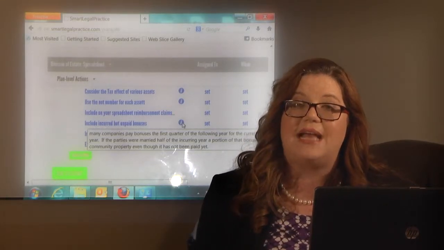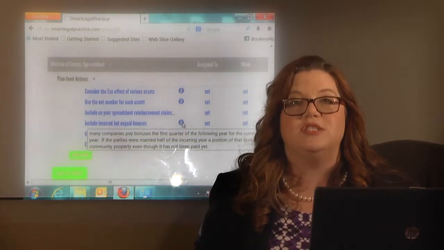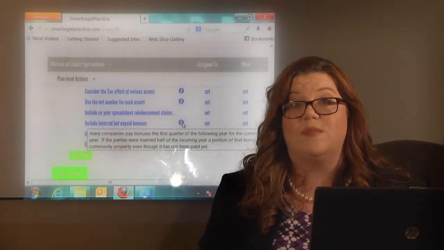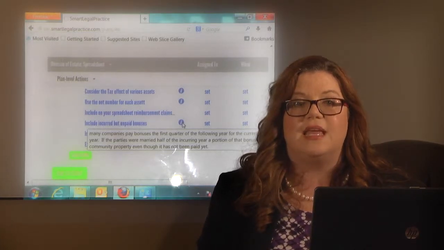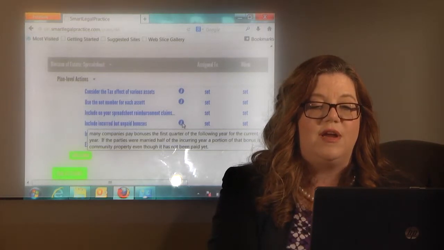So it is a community asset. It was incurred while the community estate was still rocking along. It just hasn't been paid yet. So I just have that as a standard line on your spreadsheet to remind you to ask and inquire, does somebody have a bonus coming up that your client might have a right to a portion of?